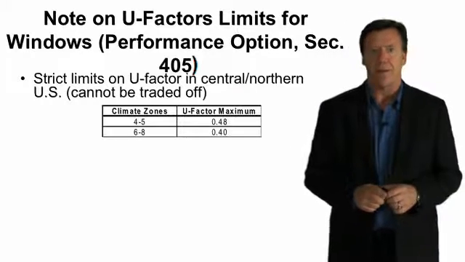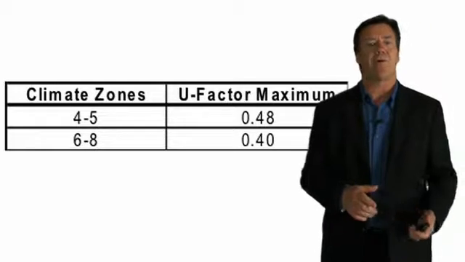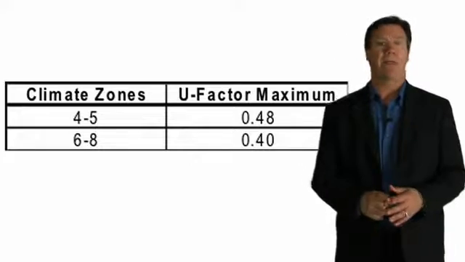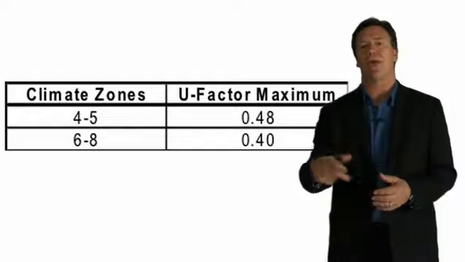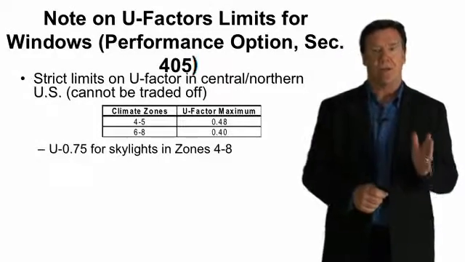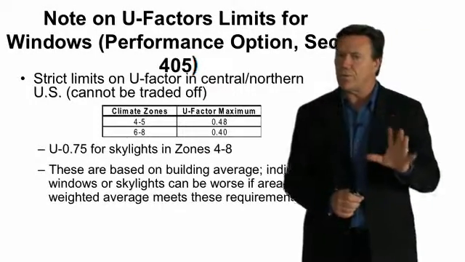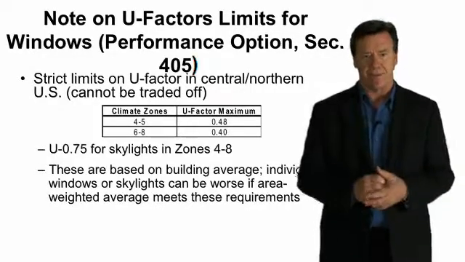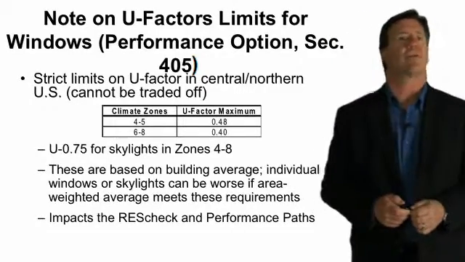Now, there are some strict limits on that. That can't be traded off. So for example, when you're looking at climate zone 4, you can't have an area weighted U factor of greater than 0.48. So that means that in any of these trade-offs, you can only go so far. Same thing for skylights. You can't have a greater U factor than 0.75. And again, these are based on a building average. Individual windows or skylights can be worse if the area weighted average meets these requirements. These hard limits also can impact REScheck and other performance pathways to compliance.